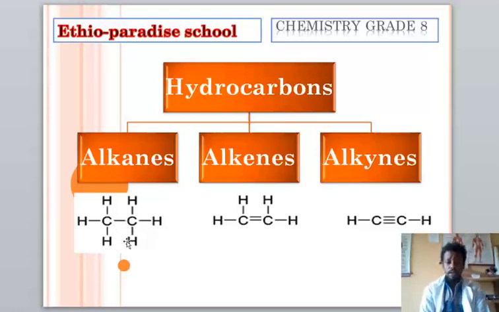As you see, their structure is below. If you see alkanes, those two carbons here are connected by a single bond only. There is a single bond between the carbon atoms. If you come to alkenes, these two carbon atoms are connected by two bonds. If you see alkynes, the two atoms of carbon are bonded by a triple bond. Triple means three. So this is all about today's lesson.